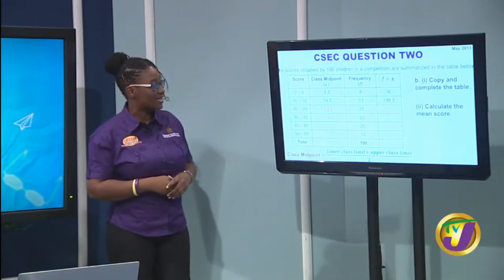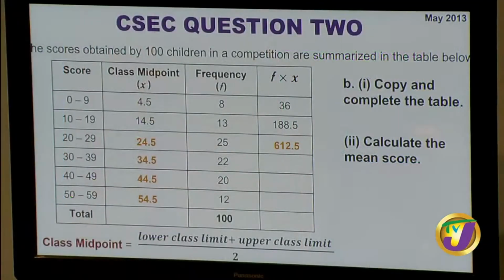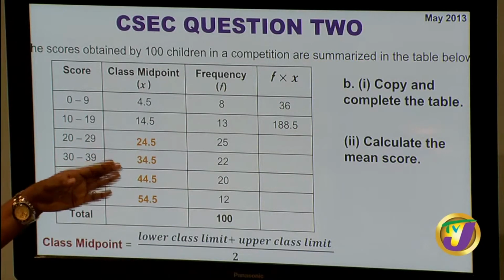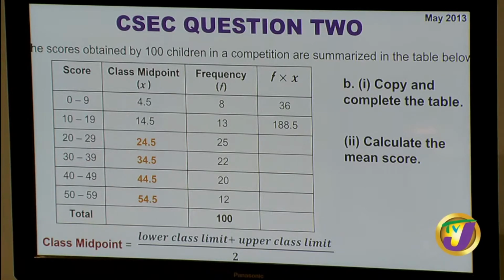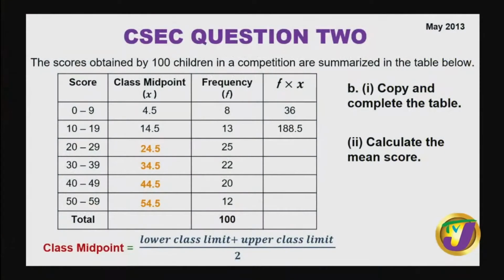All right, so I think we can fill in the others. So we have 24.5, 34.5, 44.5, and 54.5. Then we are going to complete the final column, which is just simply multiplication. We can see what f represents, which is the frequency, and our x values will be our class midpoints. So you just put that in your calculator or do it manually, whichever suits you, and just complete. Remember, this is a CSEC exam. You want to be quick and accurate. So let's use our calculators for now.